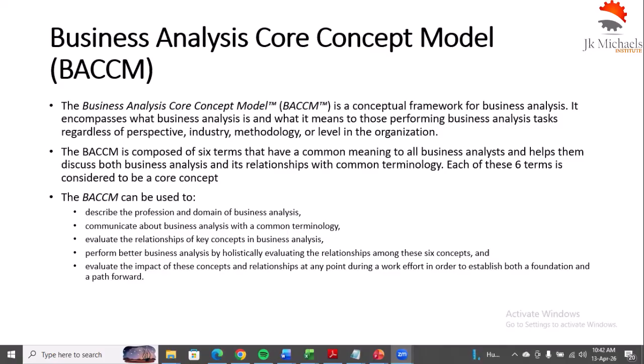We use the BACCM to describe the profession and the domain of business analysis, to communicate about business analysis using a common terminology, to evaluate the relationship of these key concepts one to another in business analysis, to perform better analysis by holistically evaluating the relationship between one concept and another amongst the 6 concepts, and to be able to evaluate the impact of these concepts and relationships at any point in the work effort, so that we can both establish the foundation for the work and chart a course forward.